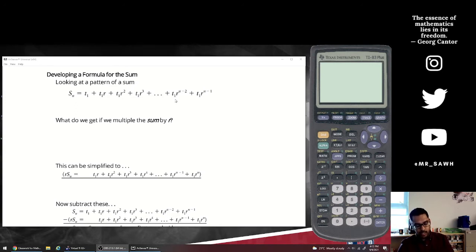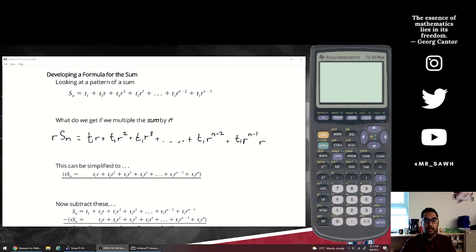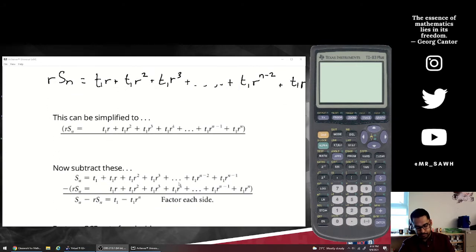Now, if we take that sum formula and we multiply both sides of it by that common ratio, we get t1r plus t1r squared plus t1r cubed, and you keep on going all the way to the end, and you're going to end up with t1r^(n-2) plus t1r^(n-1), times r again. If you just keep on going with this pattern, you've just included another ratio to this. I did it to both sides. And you can simplify this down below like you see there.